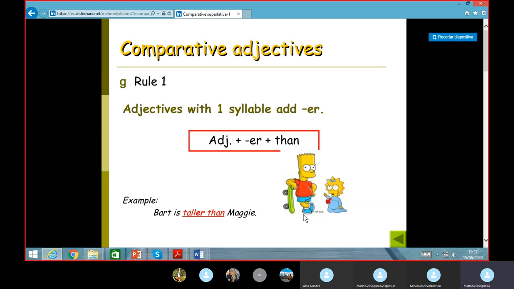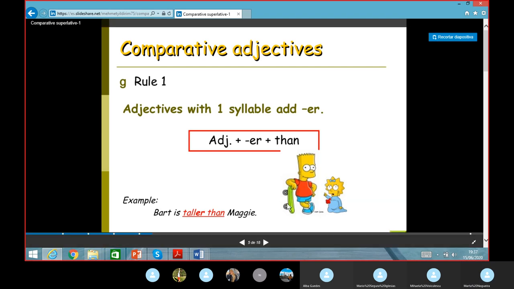Si tuviéramos que poner un pronombre, en vez de que Maggie, decir más alto que Maggie, tuviéramos que decir más alto que ella, diríamos taller than her. We would put the object pronoun. The object pronoun. Okay, this is the first rule.